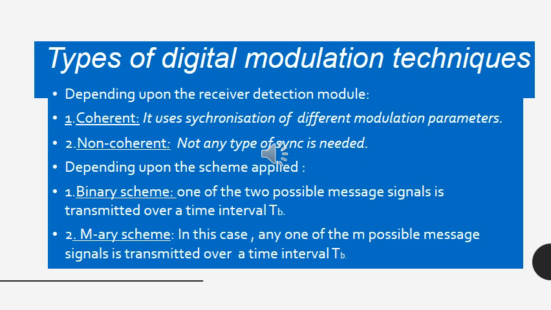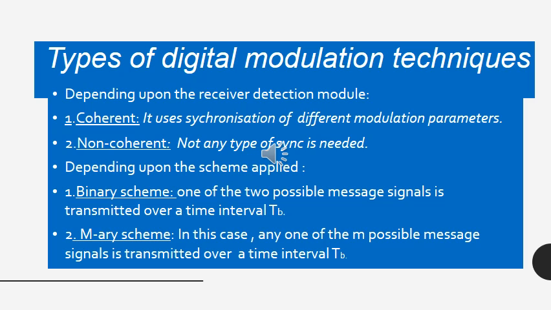So far we have discussed digital modulation techniques. Now we will discuss the types of digital modulation techniques depending upon the receiver module. That means whether we are going to synchronize the carrier signal that is applied for detection at the receiver end. Depending upon that, we are classifying the digital modulation techniques into two types. One is called coherent, and the second is called non-coherent.